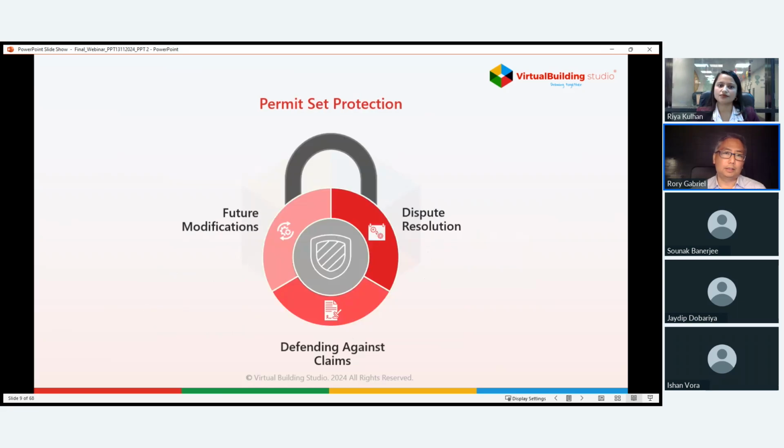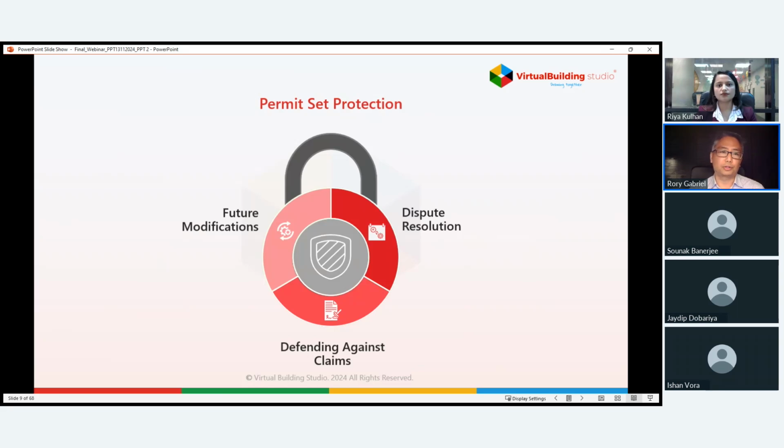And finally, let's talk about the legal side of things. A permit set isn't just a guide, it's a legally binding document. It's part of the construction contract, and that gives it a lot of weight. In the event of a dispute, the permit set serves as the main point of reference. It's like having a set of rules everyone agreed on. So if there's a disagreement about whether something was done correctly, we can refer to what's in the set.